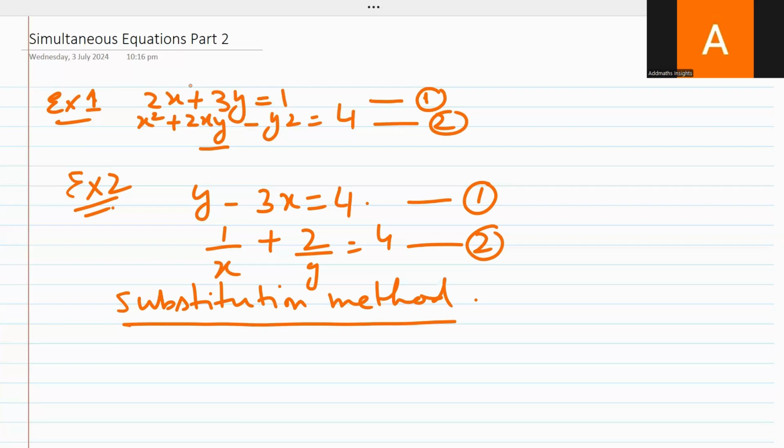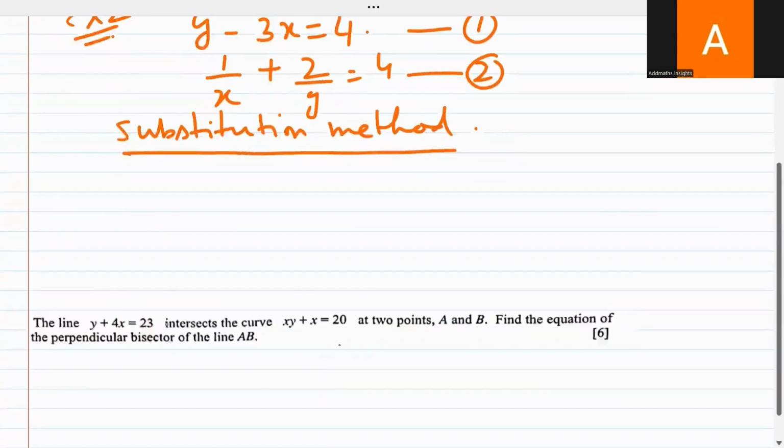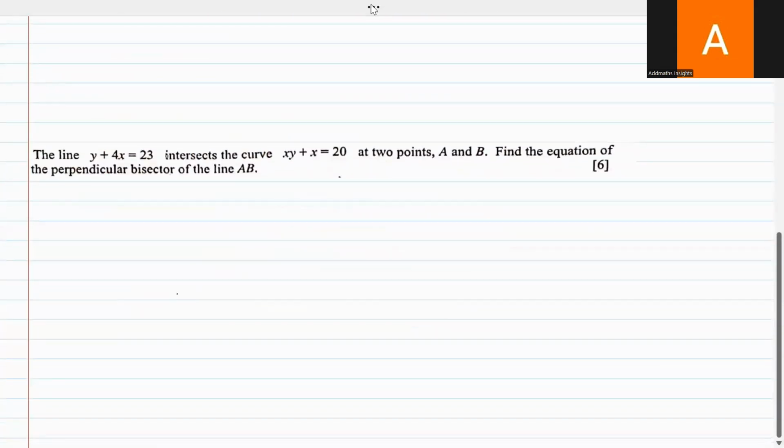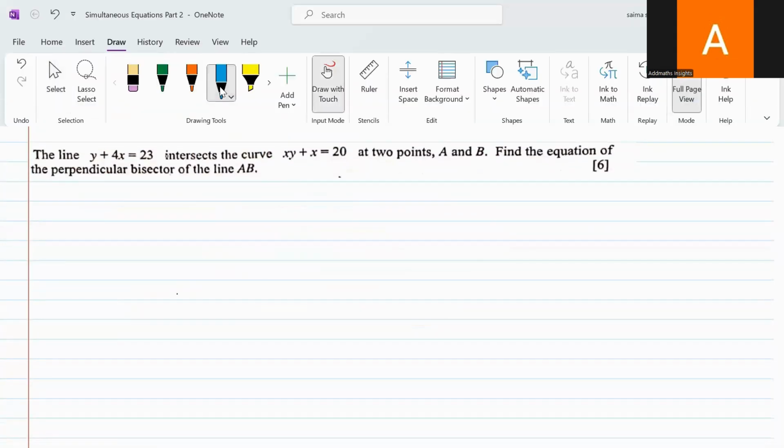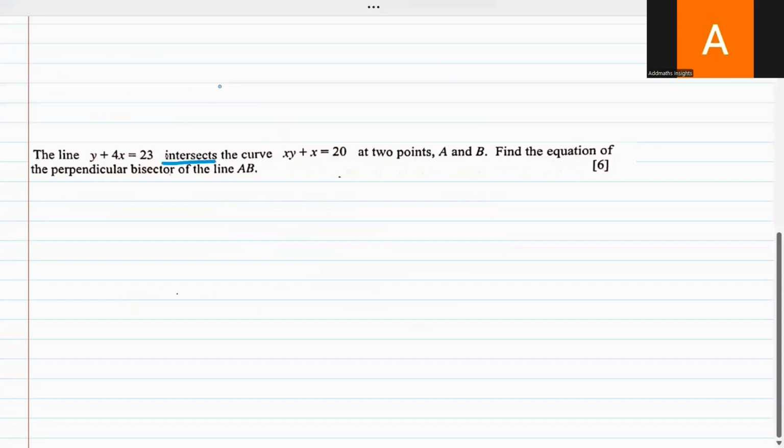Now I give you some examples. For example, the question is: the line y plus 4x is 23 intersects the curve. Intersects is the keyword which shows that you have to solve these equations simultaneously. The line and the curve, and you know that the product sign indicates that it's quadratic, at 2 points A and B, and find the equation of the perpendicular bisector of the line AB.